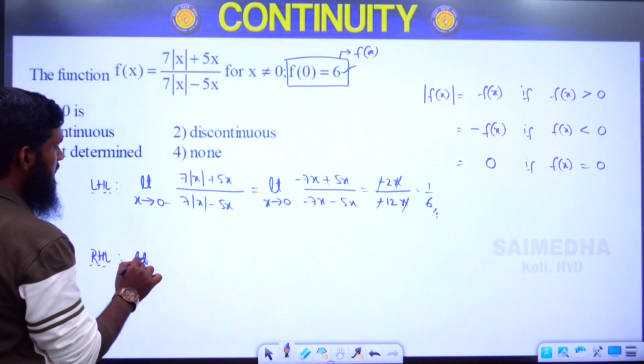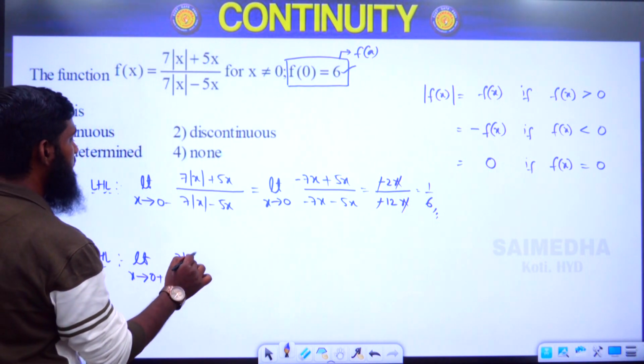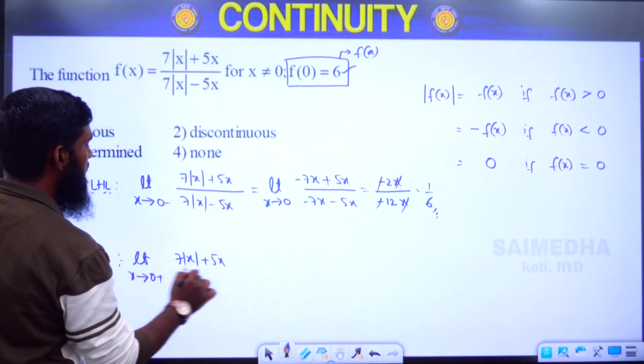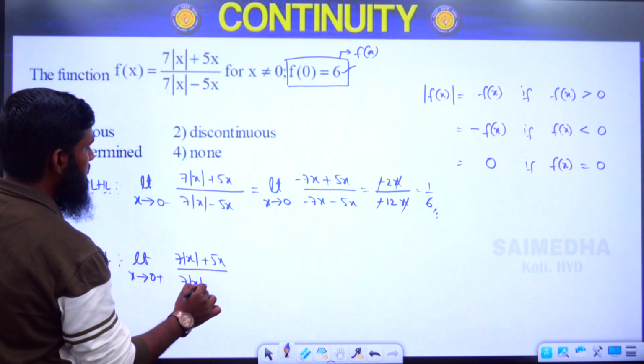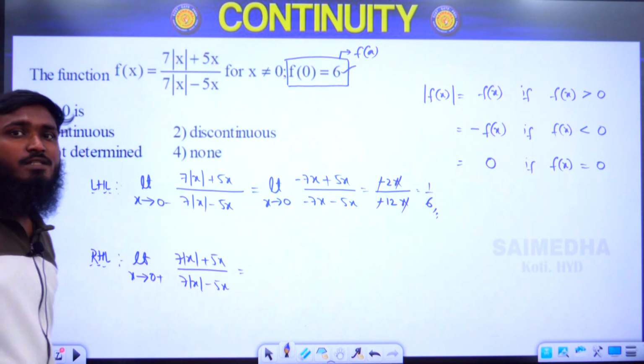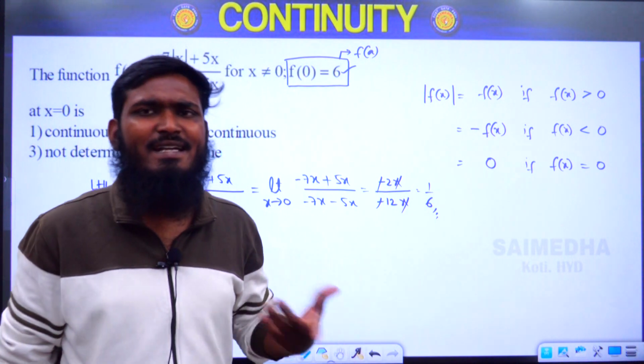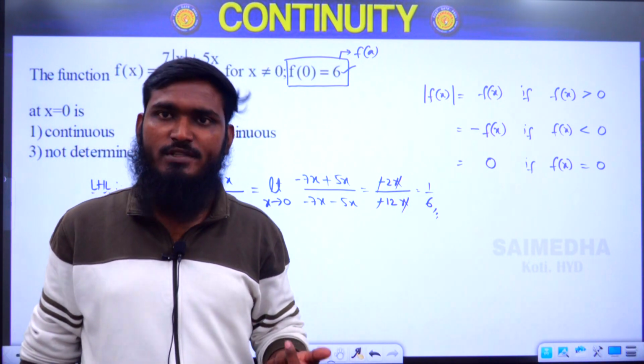Now for RHL we have to do limit x tends to 0 plus, the same question, 7 mod x plus 5x divided by 7 mod x minus 5x, it is equals to, now x tends to 0 plus. 0 plus means what we are having? Greater than 0. If it is somewhat greater than 0, it becomes a positive number.